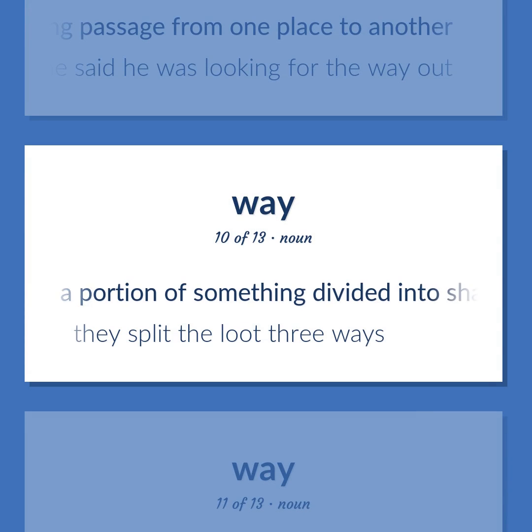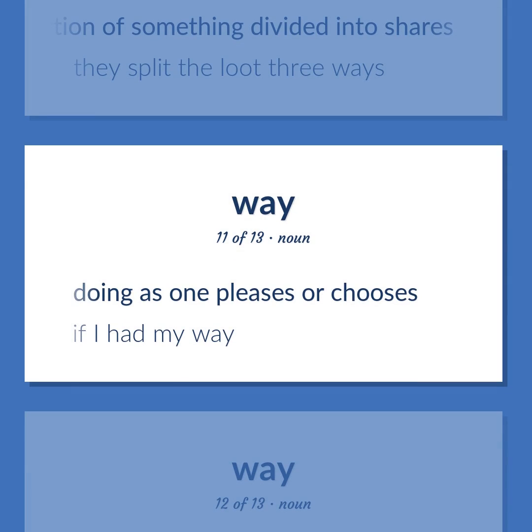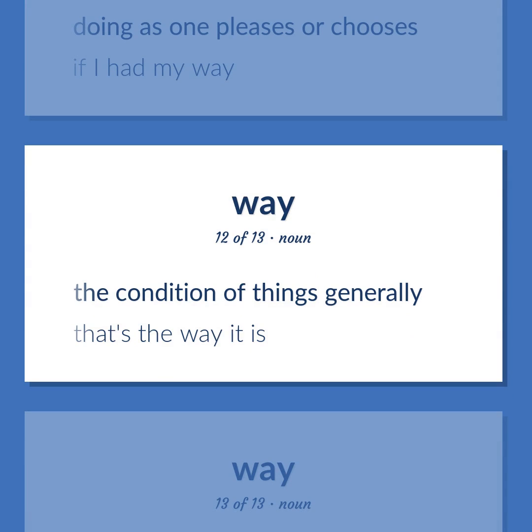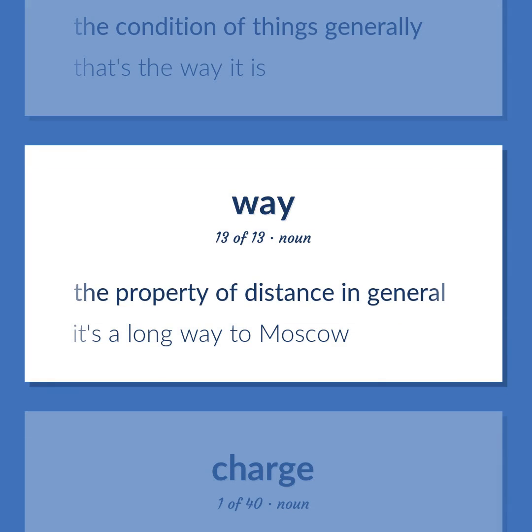A portion of something divided into shares. They split the loot 3 ways. Doing as one pleases or chooses. If I had my way. The condition of things generally. That's the way it is. The property of distance in general. It's a long way to Moscow.